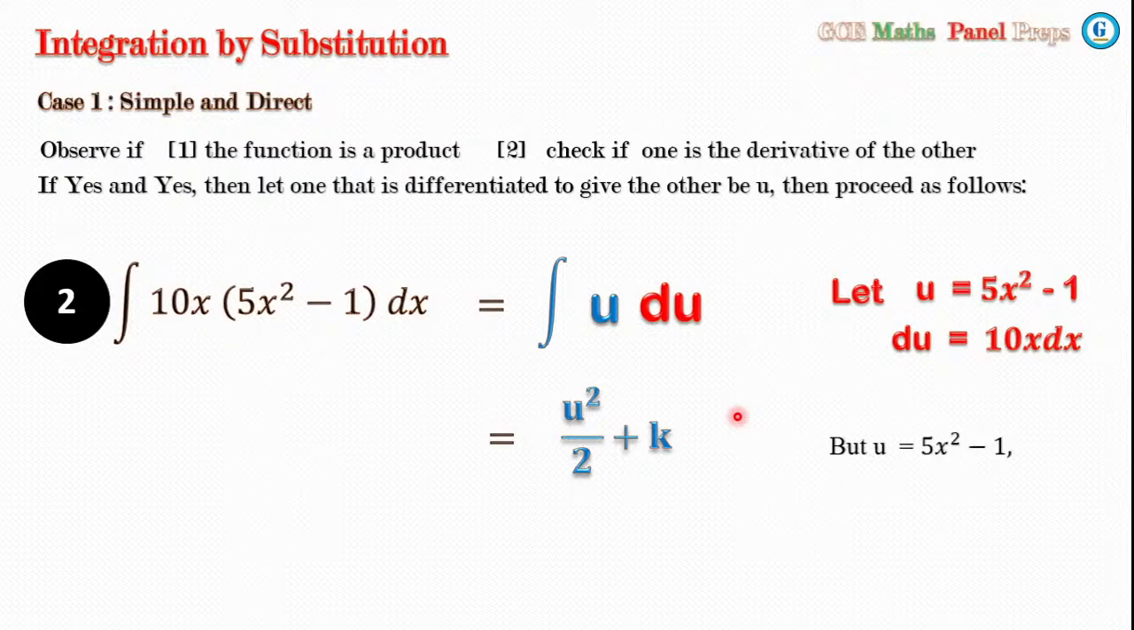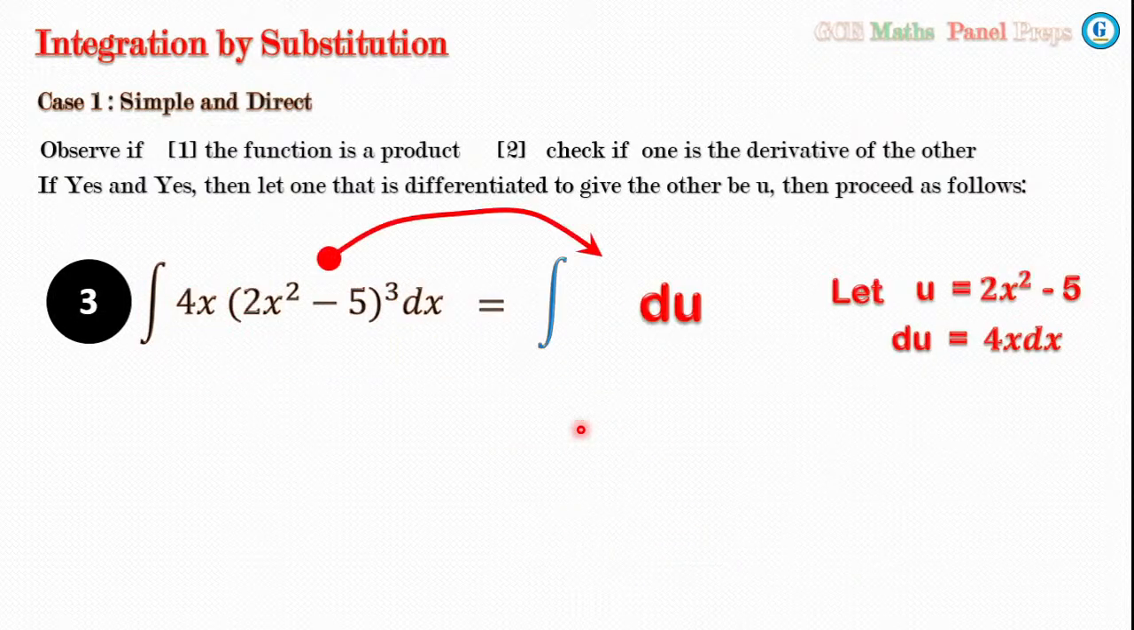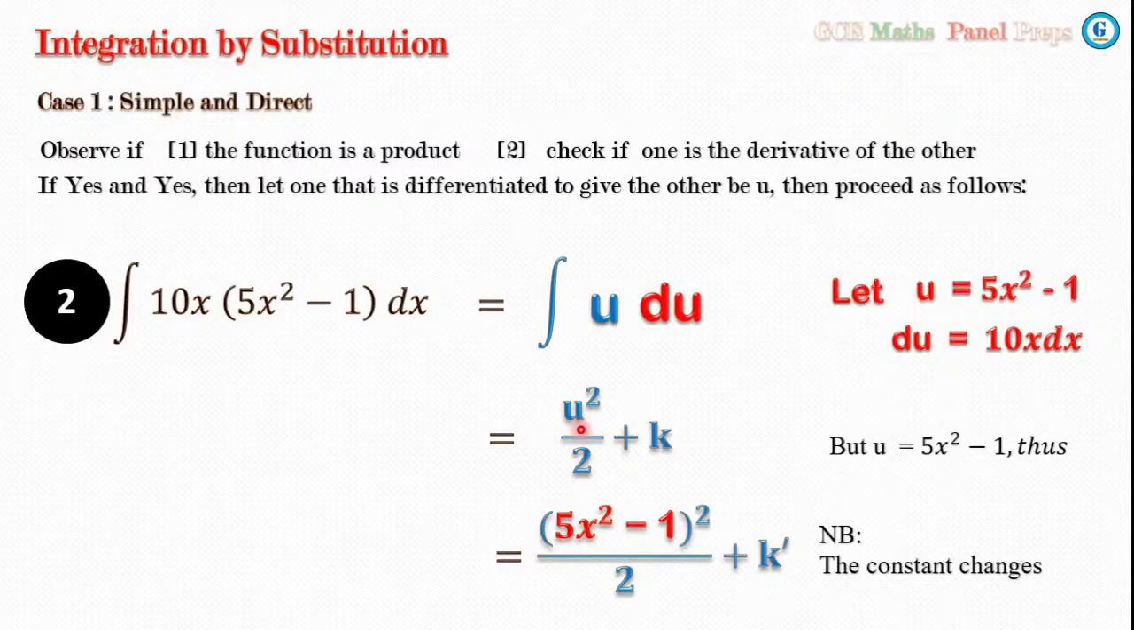We now replace these by the original variables that were given in the equation, and that actually gives us a value of 5x squared minus 1, all squared, on 2 plus a constant of integration. Okay, let us now look at another example.